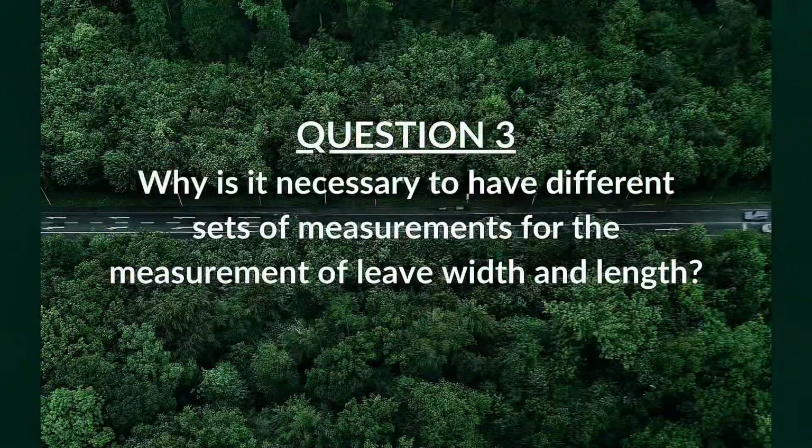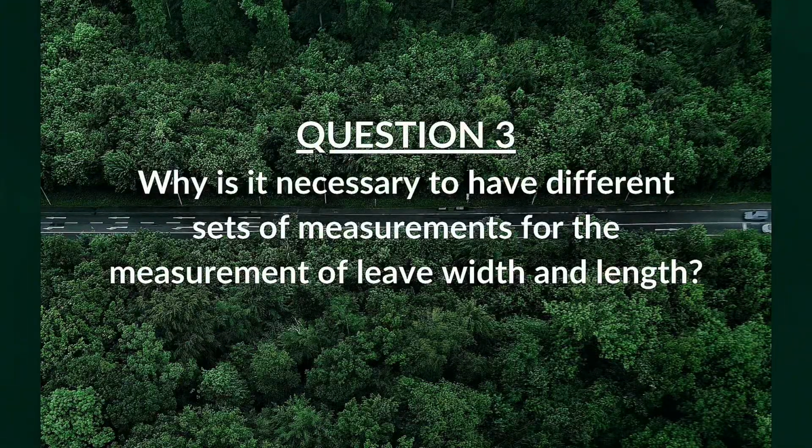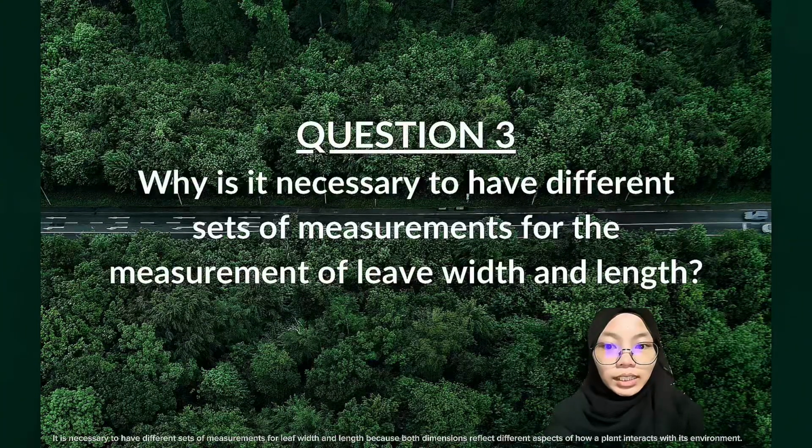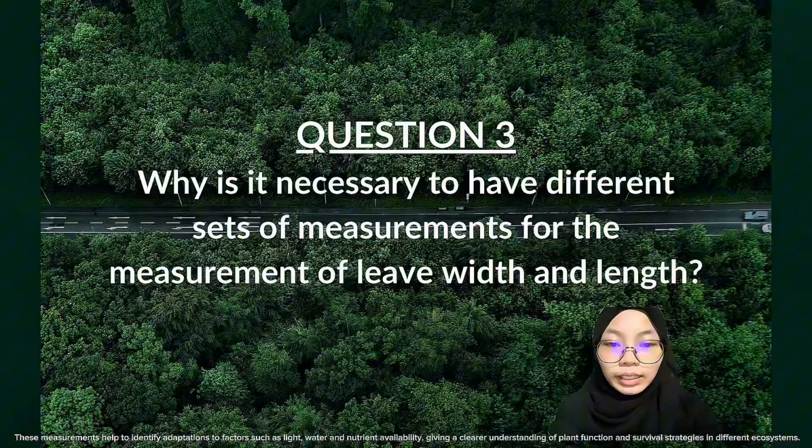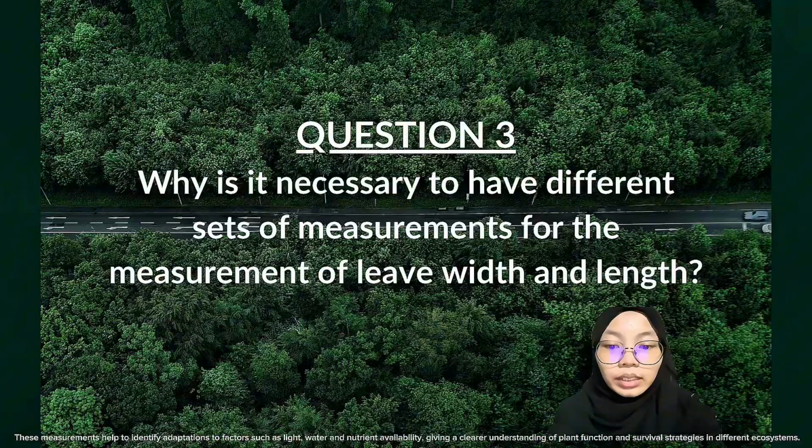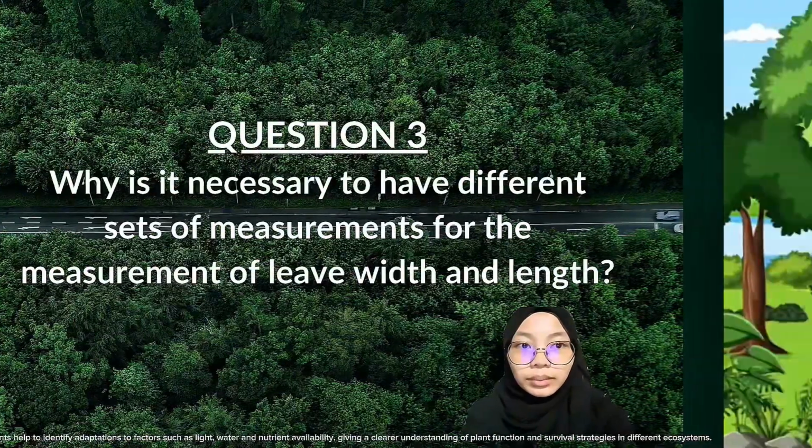Question 3. Why is it necessary to have different sets of measurements for the measurement of leaf width and length? It is necessary to have different sets of measurement for leaf width and length because both dimensions reflect different aspects of how a plant interacts with its environment. This measurement helps to identify adaptation to factors such as light, water, and nutrient availability, giving a clearer understanding of plant function and survival strategies in different ecosystems.